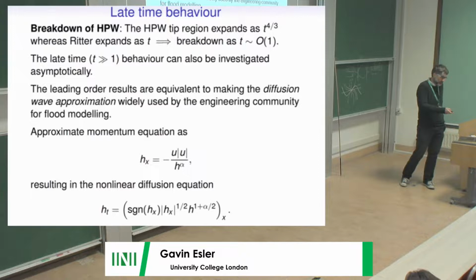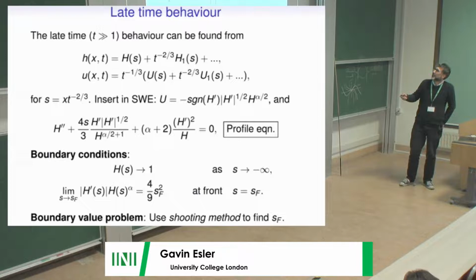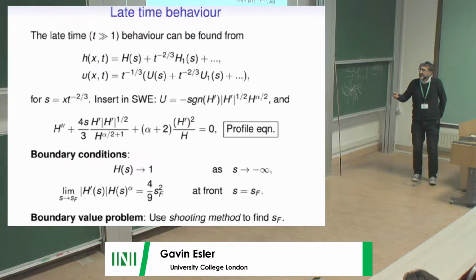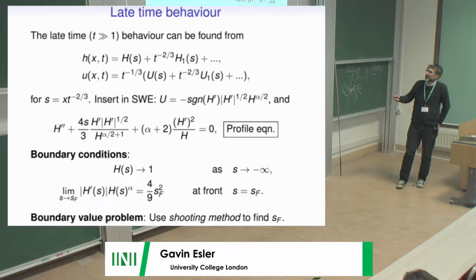Hang on, that's the same picture, right? So a similar idea then: if you put in the following similarity theory with the idea of looking at late times, both height and velocity here are a function of a similarity variable x t to the minus 2/3. You get the relationship between u and h that corresponds to the balance I was just talking about. And you end up with a nonlinear equation in H for the profile, which you can also solve by the shooting method.